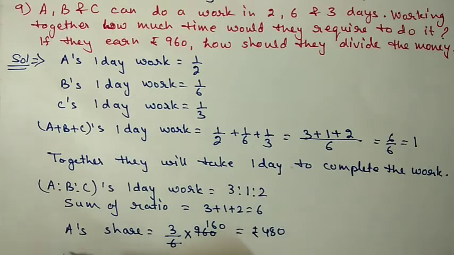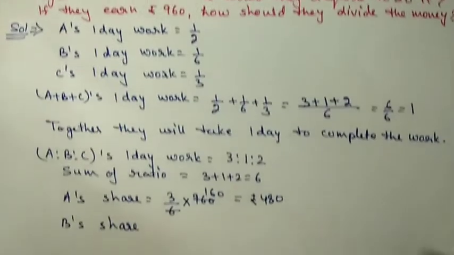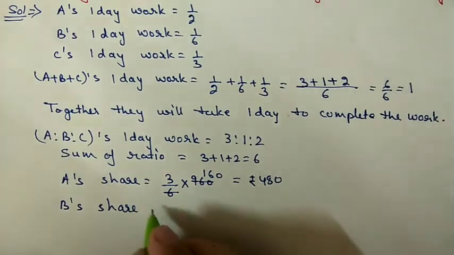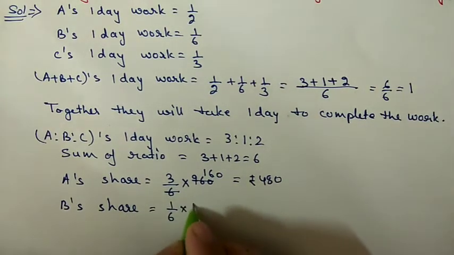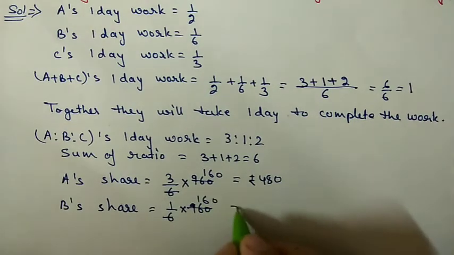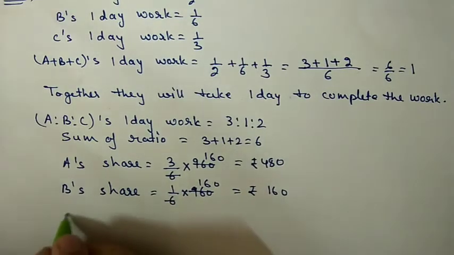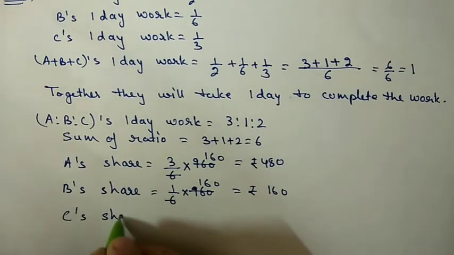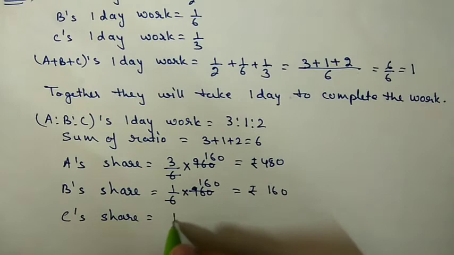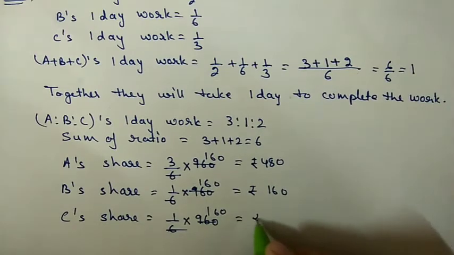480 rupees. Then B's share will be 1 by 6 into 960. 160 rupees. And third, C's share will be 1 by 6 into 960. 320 rupees.